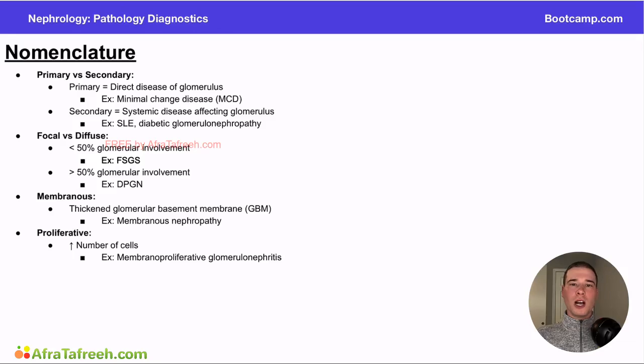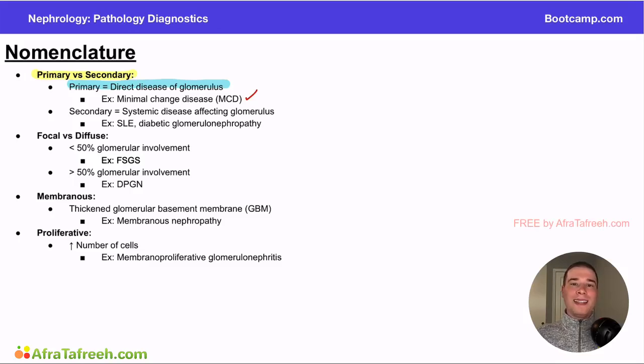In this video, we're just going to talk about nomenclature. The first thing that we need to determine is when we say something is primary versus secondary. If we say something is primary, we mean that the disease itself is directly causing damage to the glomerulus. An example that we'll talk more about later on is minimal change disease, or MCD. This is in contrast to when we say something is secondary. If it's secondary, that means something else is ultimately what causes damage to the kidney itself.